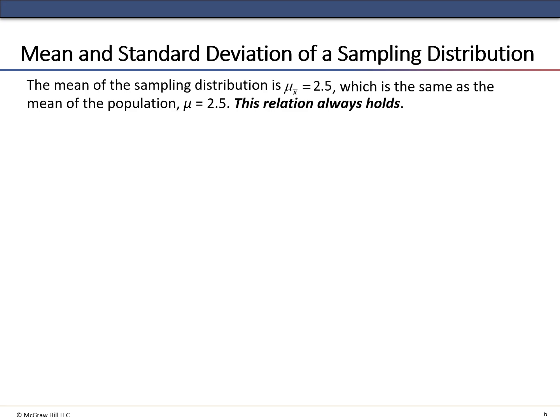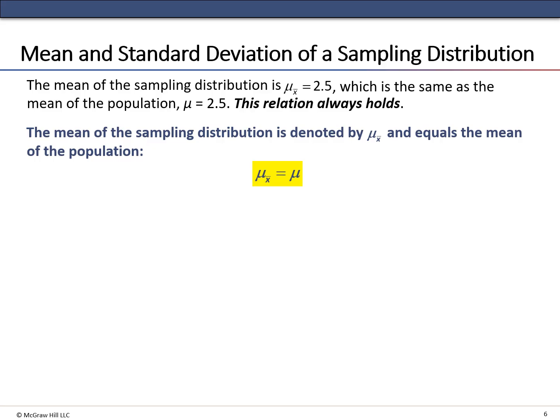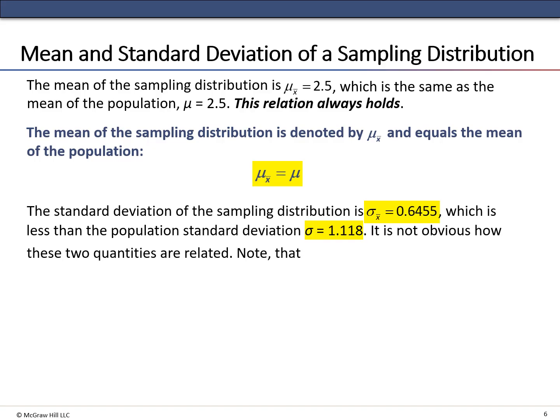What's interesting about this, and this is why it's very useful in statistics, is that the mean of the sampling distribution, mu sub x bar equals 2.5, is the same as the mean of the population, mu equals 2.5. This relationship always holds. The mean of the sampling distribution equals the mean of the population. So this is something we can rely upon, and it helps us figure out those probabilities.